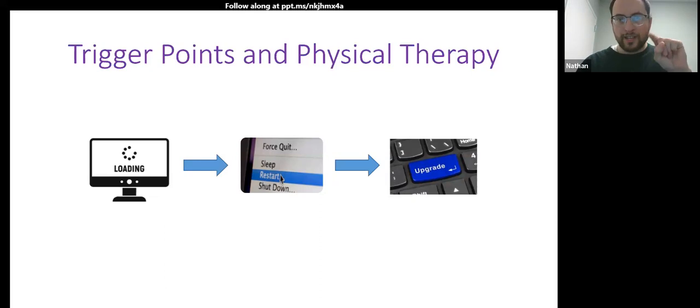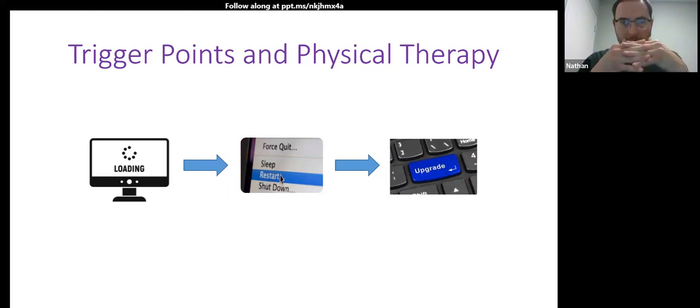It's frozen and you can't move forward, you can't move backwards. That muscle band is tight, it's not releasing. So what do we have to do? We have to restart the computer. We press restart. You've got to get it to release. However, if you don't upgrade the computer, it's going to go back to that same state again.